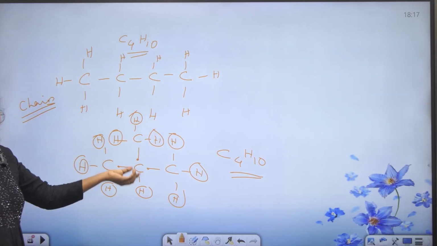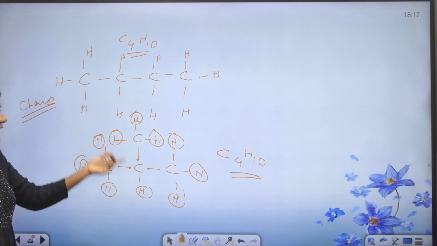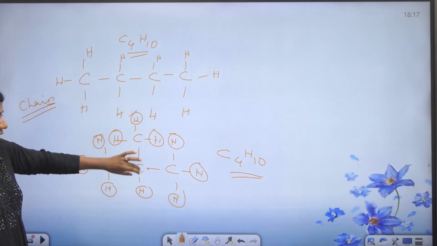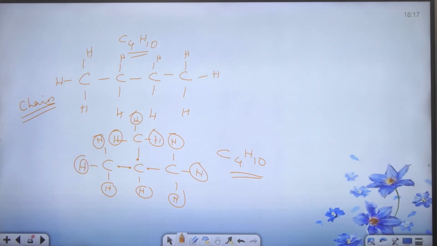One branch is there. One branch means a carbon connected to a carbon atom in the chain. That is a branch. The second one is a branched molecule and the first one is a chain molecule. Okay, is it clear?